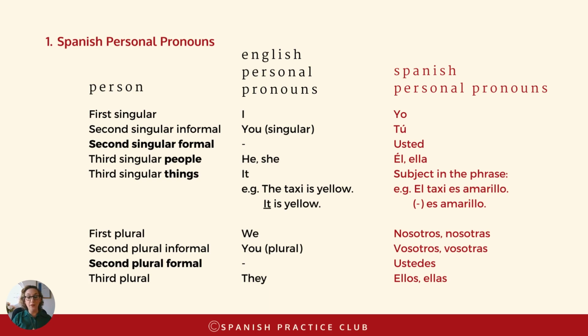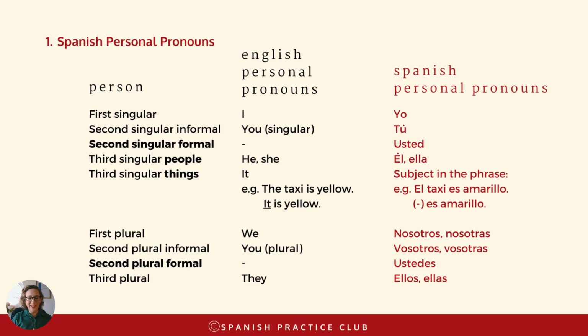And if we are talking about things, singular thing in this case, where the English language uses it, in Spanish, we would need to use what the subject of the phrase is. So if, for example, we have the taxi is yellow, in Spanish, you would say el taxi es amarillo. Es amarillo. It is yellow.